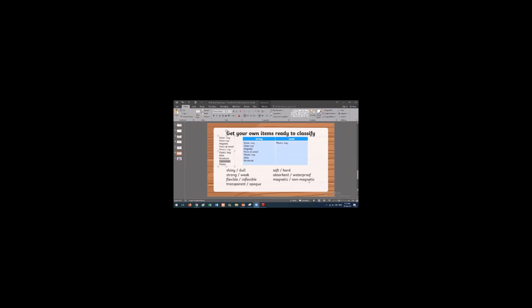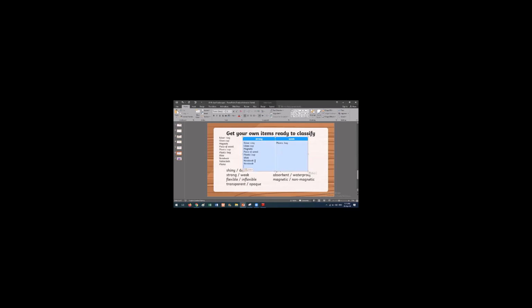So the next one is tablecloth. Where are we going to classify that? Under strong or weak, Lily? It's weak. We can break it easily. Can you try to break it a little bit? Can you rip it, or is it quite strong when you try to rip it? No, it's strong. It looks like it's going to be weak, but actually it's strong.